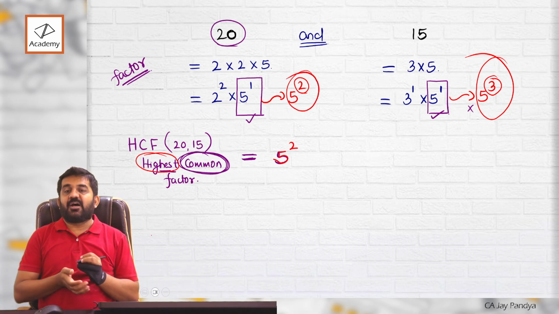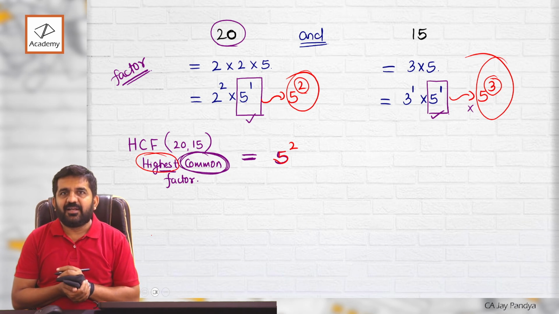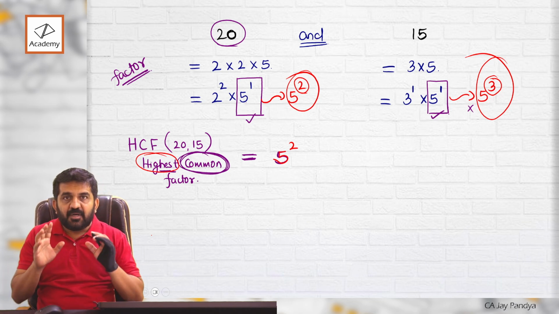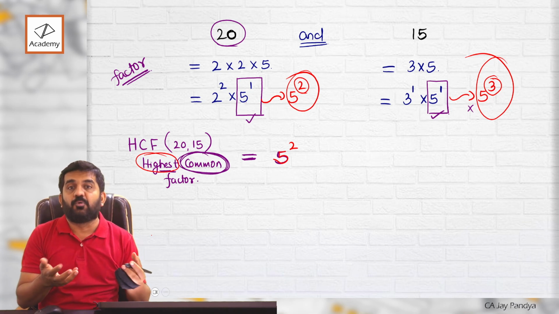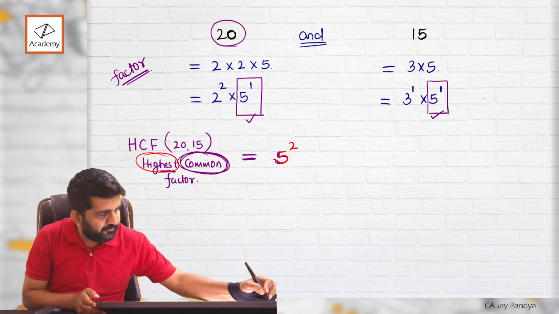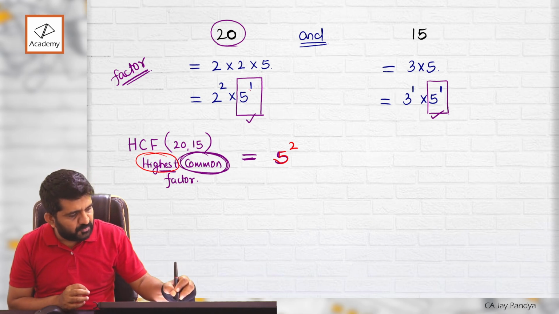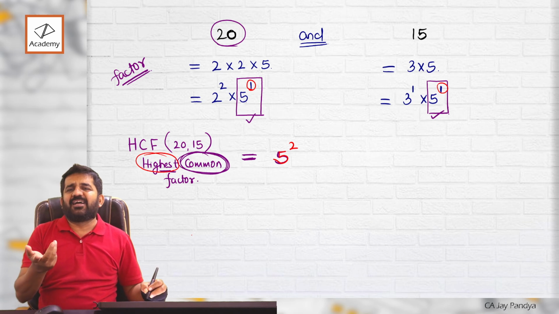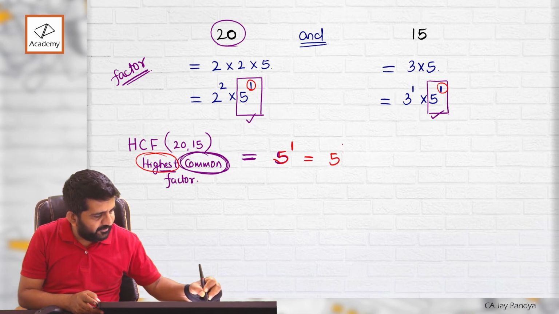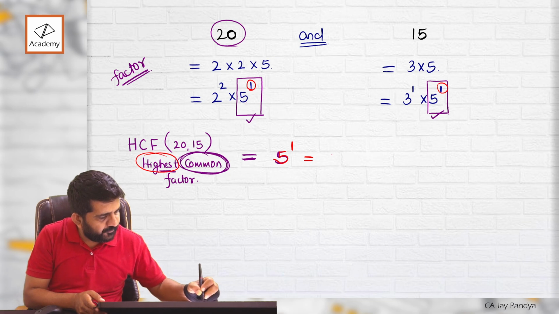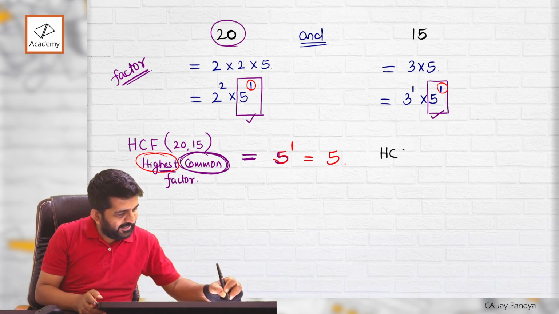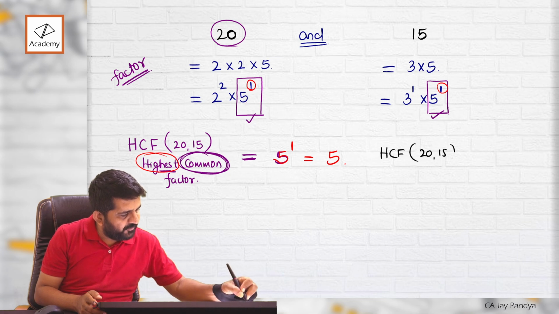Then 5 square is the highest common factor. Right? The name is having a problem, but I'll tell you why the name is given highest common factor. But right now our objective is to calculate what is highest common factor. In this question there is no problem. Why is there no problem? Because both have 1. So you take higher, lower, it does not make any difference because they are equal. So what is the highest common factor? 5 raised to 1 is equal to 5. So what if someone asks me what is HCF between 20 and 15? It is 5.